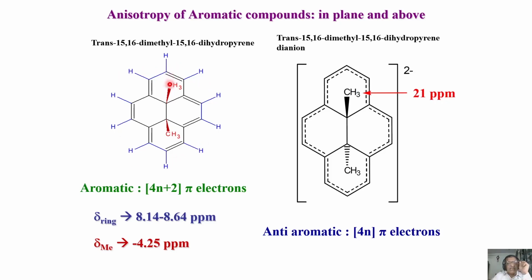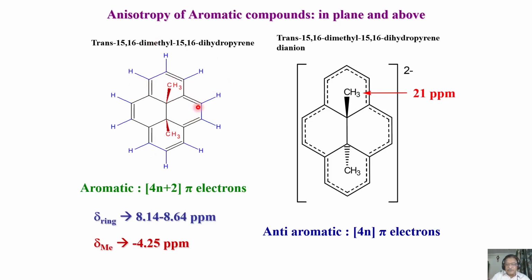It is heavily shielded, comes at minus 4.25 ppm beyond TMS, whereas these ring protons come at 8.4. This is because of the anisotropy of aromatic compounds. Because the ring current effect is there, the charge density is not uniform. It is more above and below the ring and less on the side. So it gets shielded above and below and deshielded in the plane.